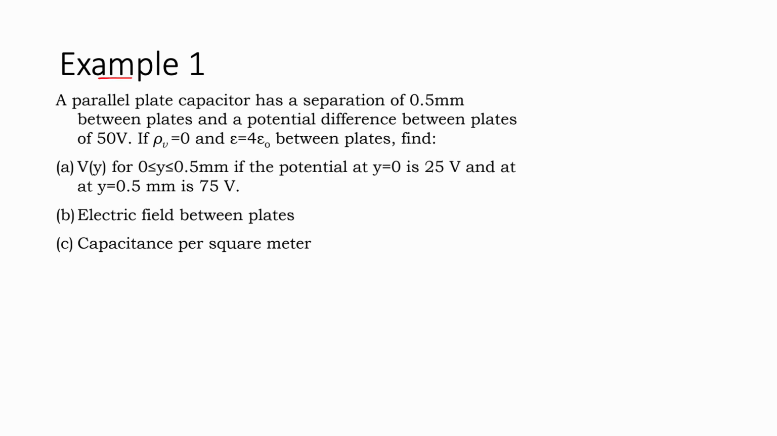Now let's look at example 1. We have a parallel plate capacitor with a separation of 0.5 millimeter between plates, and the potential difference between plates is given as 50 volts. If rho V equals 0 and the permittivity is epsilon equals 4 epsilon naught between plates, find Vy. Between this range, the potential at y equals 0 is given as 25 volts, and at y equals 0.5 millimeter, the value will be 75 volts.